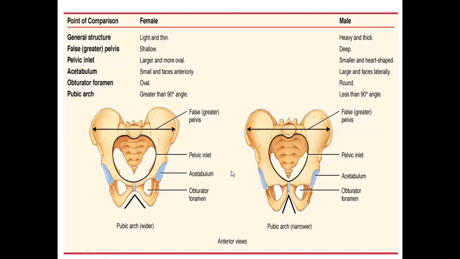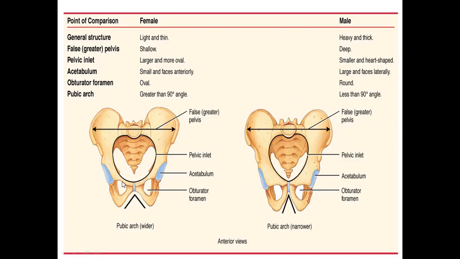Now, the differences between male and female pelvis are always a short note. When you see the general structure, the female pelvis is light in weight and thin when you hold it, and the male pelvis is very heavy and thick because the bone is very thick and heavy. The greater pelvis, which is above the pelvic brim, also called the false pelvis, is shallow in females, whereas it is deep in males.